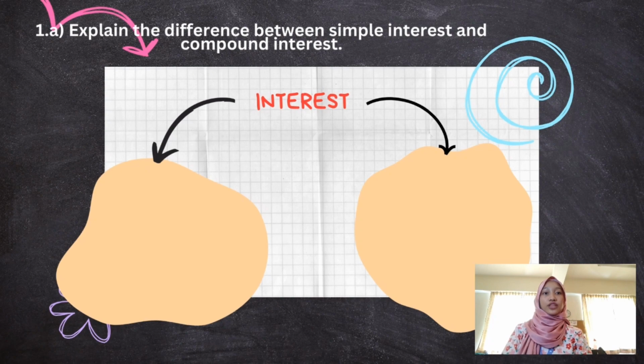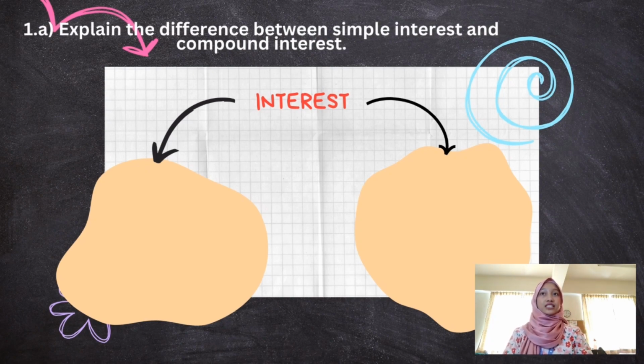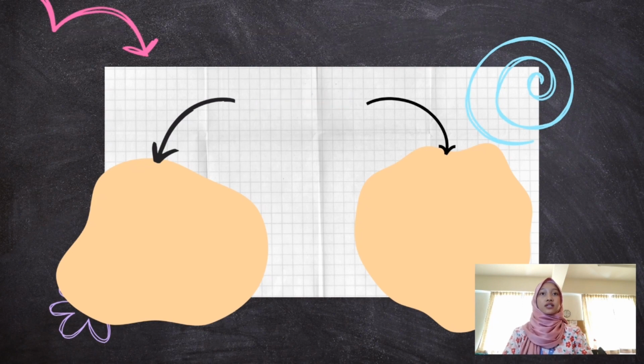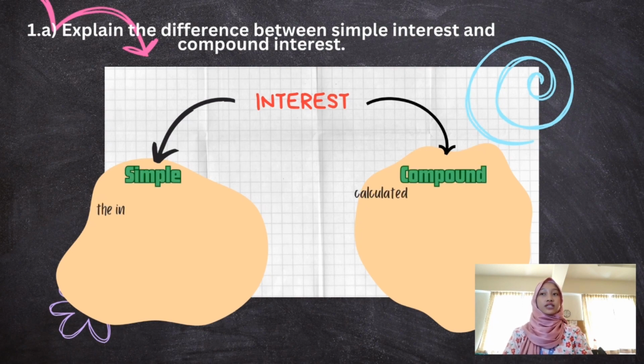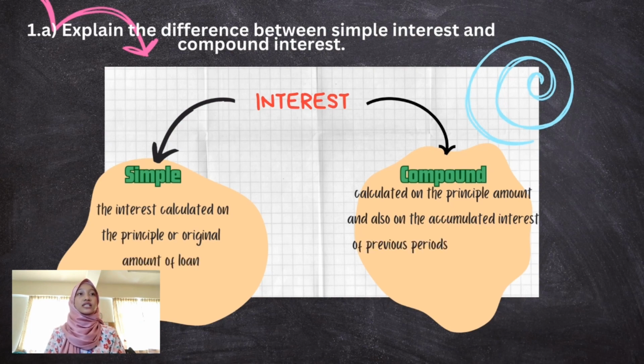Next, let's start with question 1. 1a. Explain the difference between simple interest and compound interest. Simple interest is the interest that is calculated on the principal or original amount of a loan. Meanwhile, compound interest is calculated on the principal amount and also on the accumulated interest of previous periods and can thus be regarded as interest on interest.